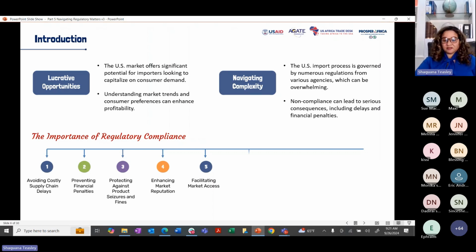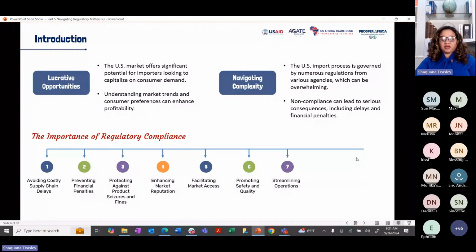Facilitating market access, promoting safety and quality, streamlining operations. I want to talk about streamlining operations in regard to USDA and FDA, because when you're walking through the process to actually move your goods into the US, you should have a supply chain and trade strategy that actually lays out who is going to be your steamship line, where are you going to move, who are you going to move it with, particularly for food and USDA requirements. That's extremely important because they're highly regulated.